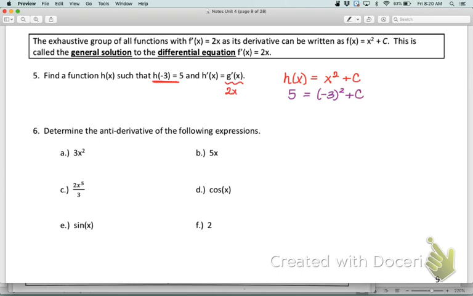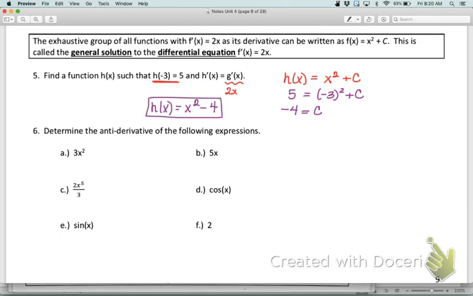And so we can solve for c that way. So this would be 9. When we subtract from both sides, we get c is equal to negative 4. So that means the function that we want for h of x that meets all of these conditions would be x squared minus 4, because that's the value that we got for c.